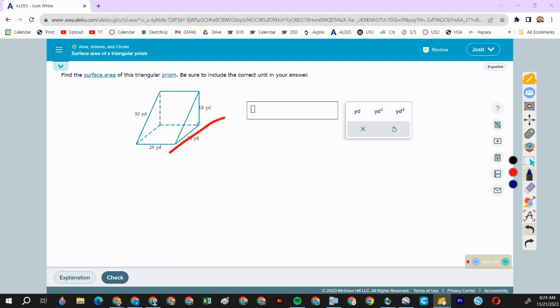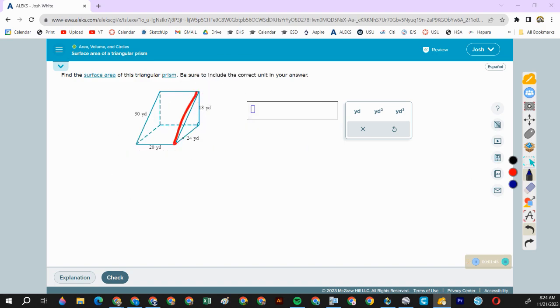So whenever you have a triangular prism, in my opinion, it's best to find the area of the triangle and then multiply it by this distance. You see how I can take this triangle, and as I move it this way, I will fill the volume of the entire figure.